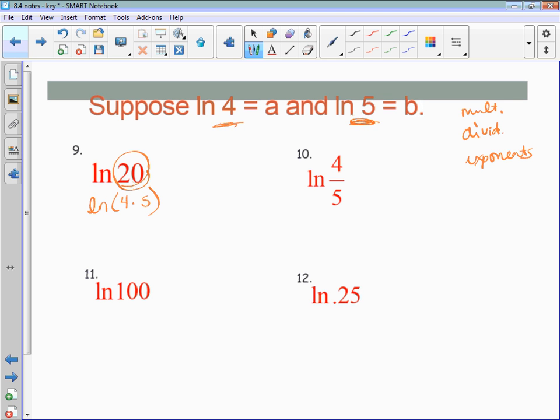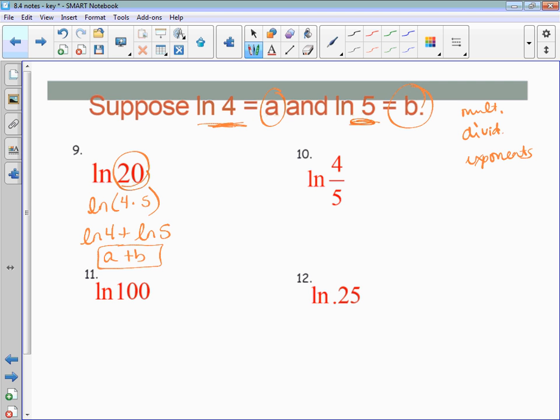How can I expand that? Not everyone at once, guys. Okay. Yes, so natural log of 4 plus natural log of 5, right? Well, natural log of 4 equals A, natural log of 5 equals B, so this is A plus B. You do not put those letters, the A's and B's, in until your very last step, okay?